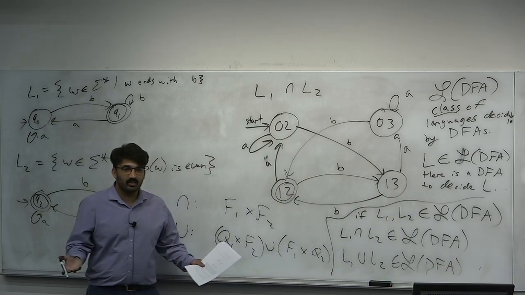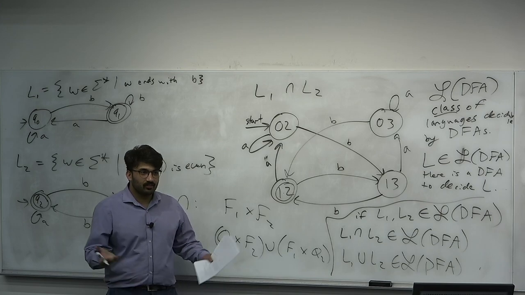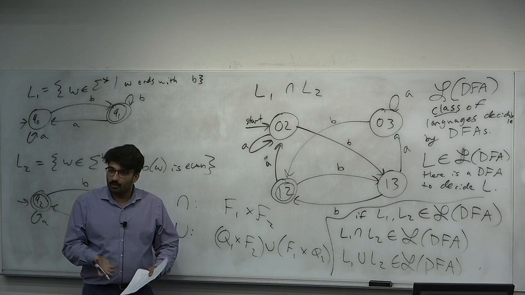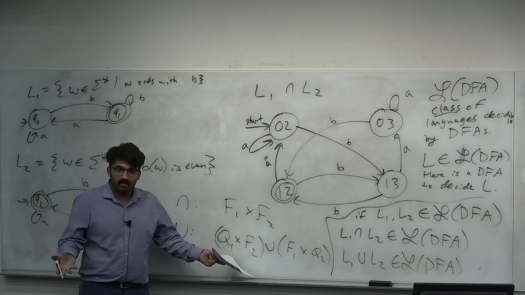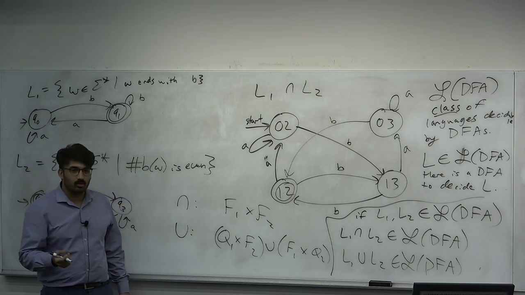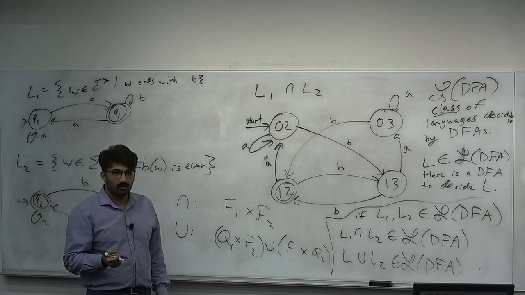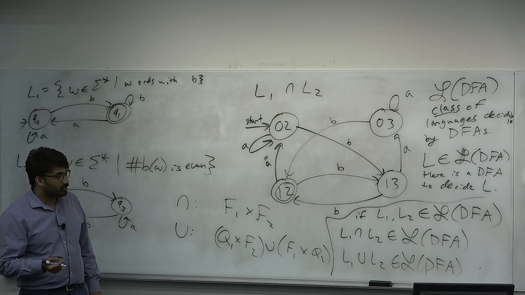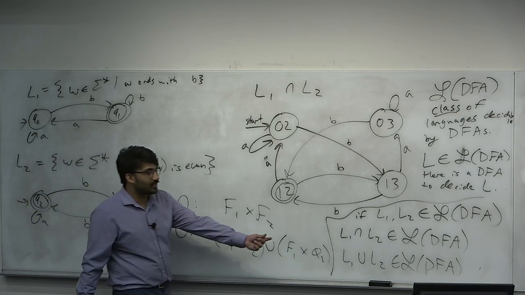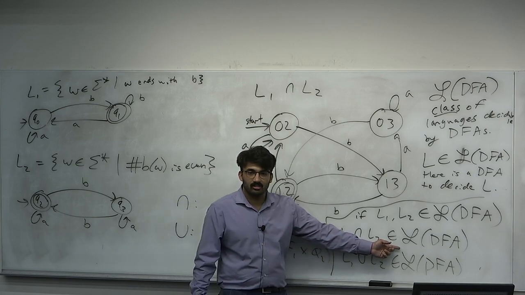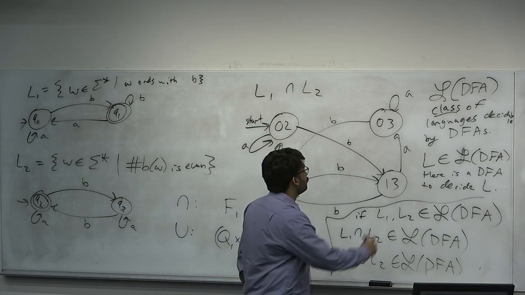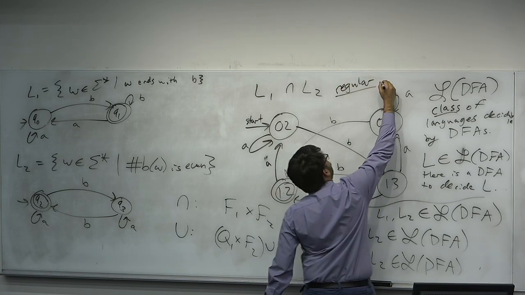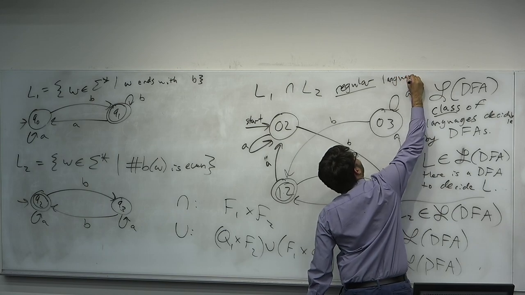If you have two languages that have DFAs, there's a DFA for the intersection. If you have two languages that have DFAs, there's a DFA for the union. We didn't even build the DFA, but we know it exists. This is the crazy part. We can just hypothesize, wow, I could write that code if I wanted to, but I'm not going to. Great part about not having to program. There's a name for the class L_DFA. It's called the regular languages. A language is regular if there exists a DFA for it.